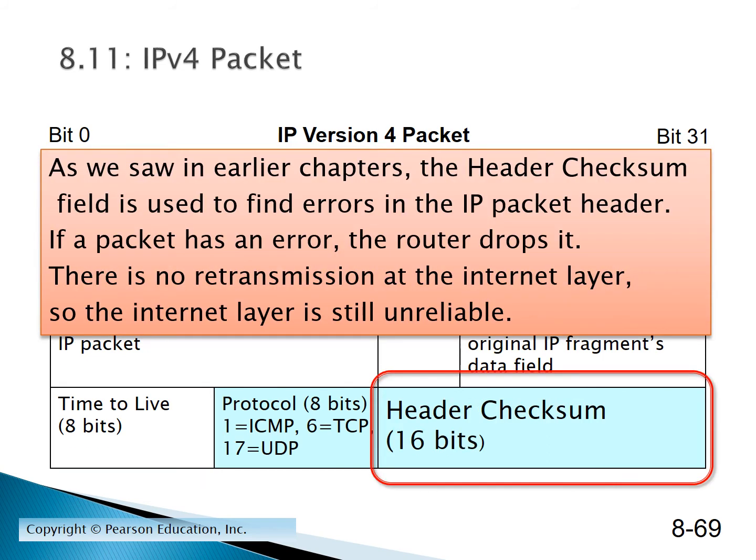And then there is also a header checksum here. So as we saw in earlier chapters, the header checksum field is actually used to find errors in the IP packet header. So if the packet has an error, then the router will drop it.